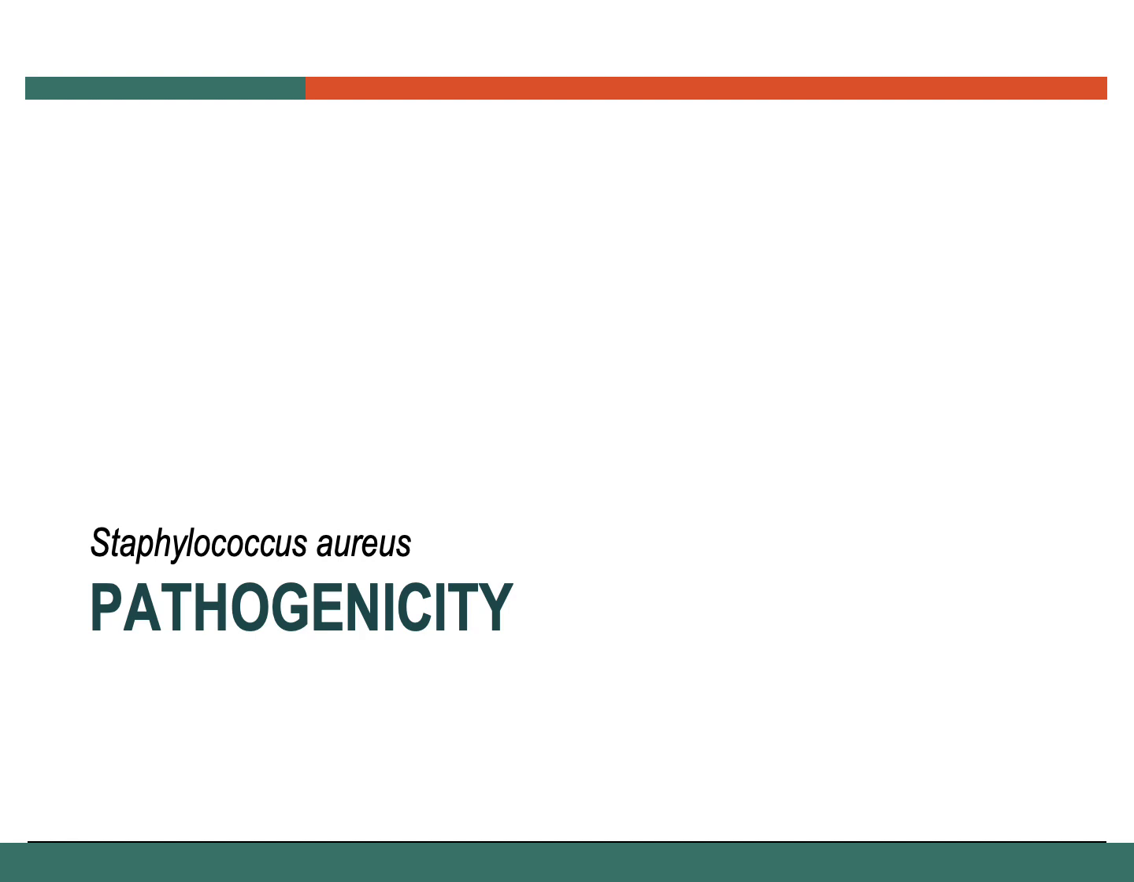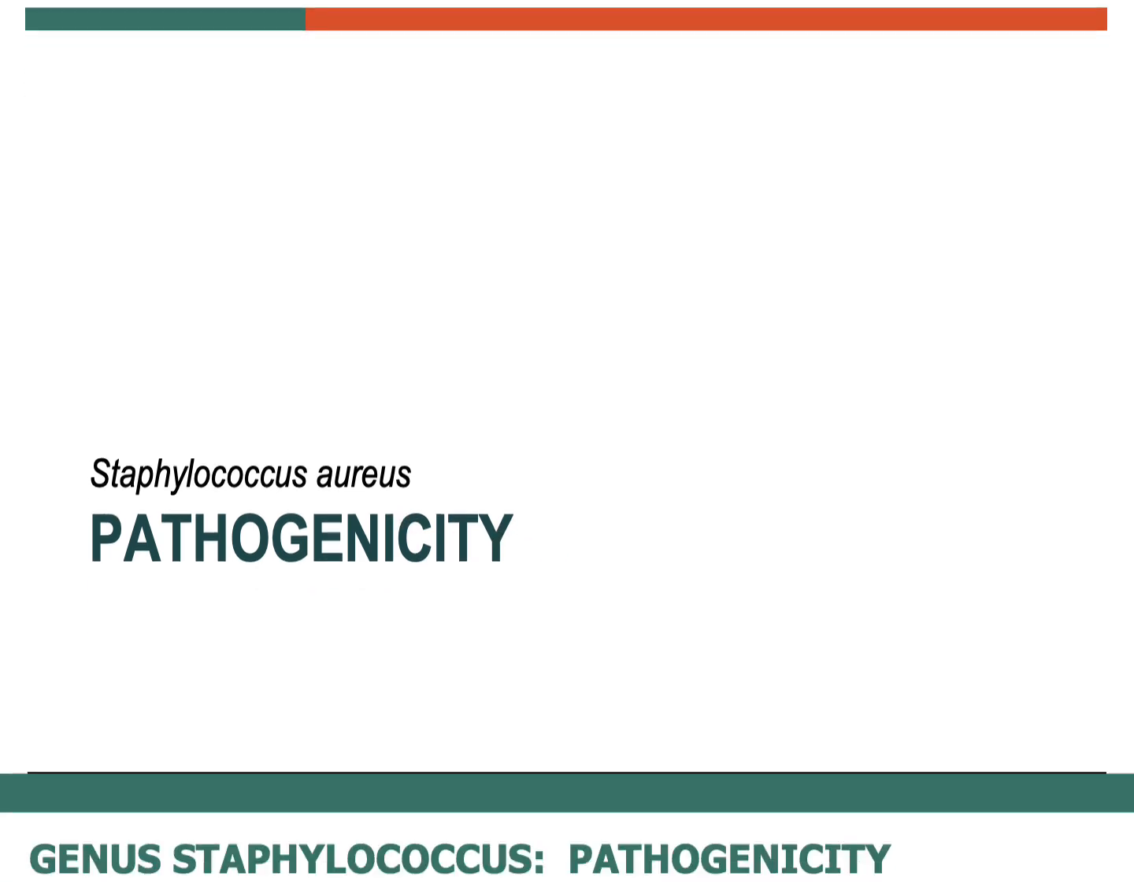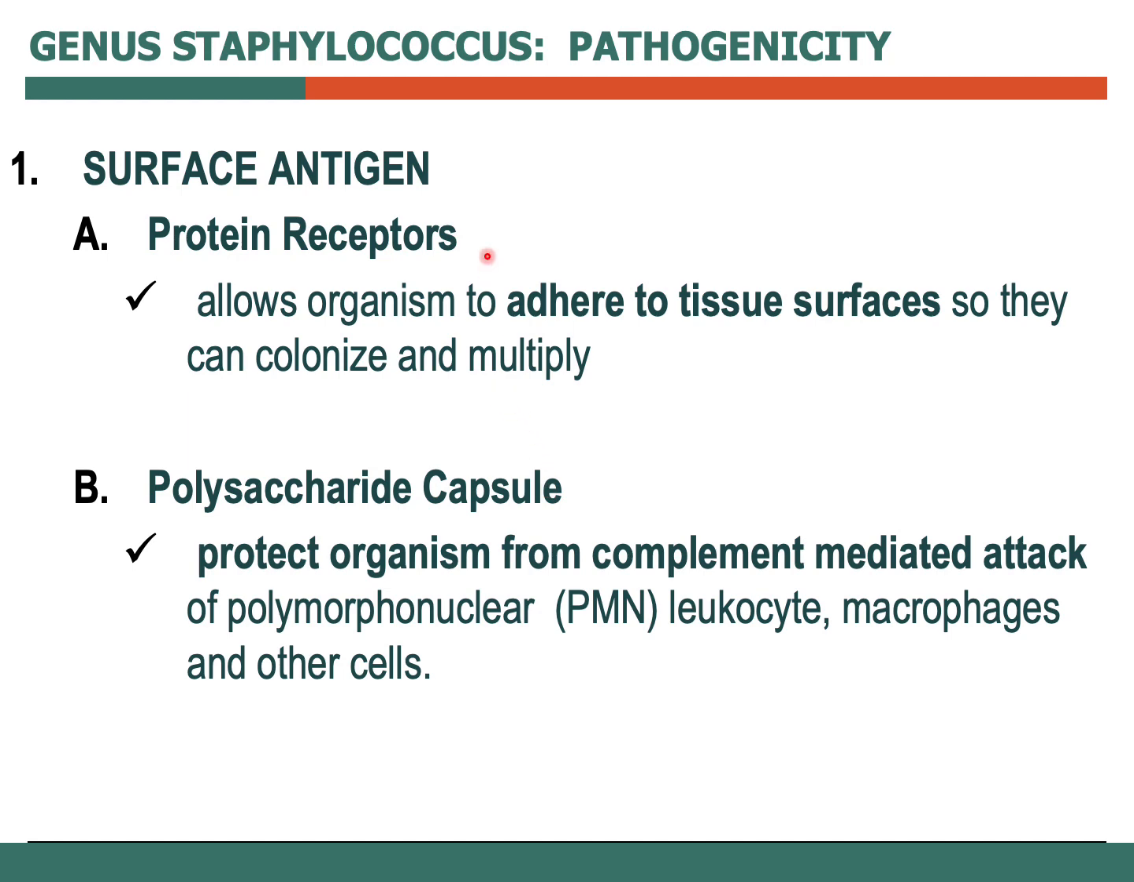So now let's go to pathogenicity. Pathogenicity in general enables the organism to cause local or systemic infection. So what are the factors, enzymes, or proteins that aid your Staphylococcus organism to cause infection? You have the surface proteins, your protein receptors. Your protein receptors adhere to tissue surfaces so they can colonize and multiply.